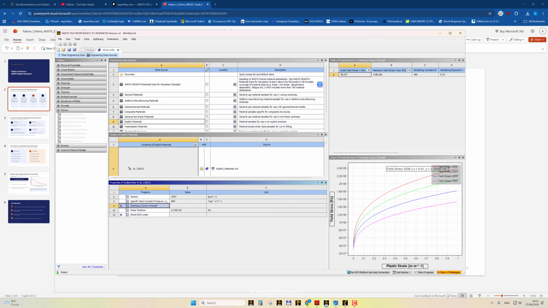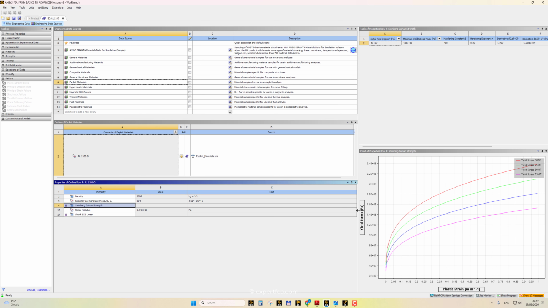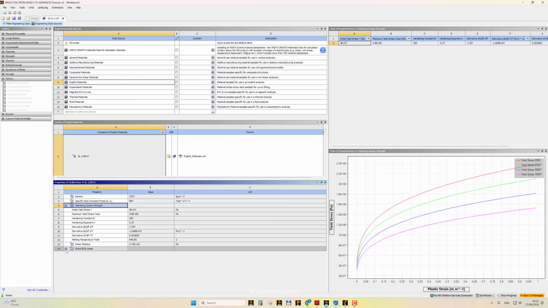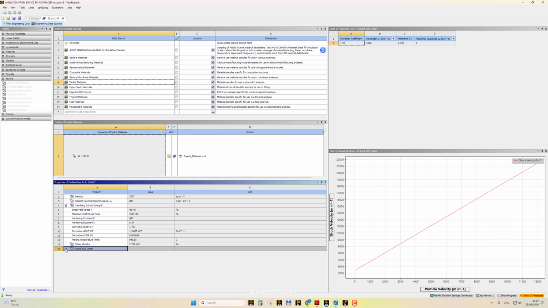And you can see here, for example, some graphs, yield versus plastic strain. And the characteristic related to the hydrostatic pressure, which is the shock equation of state. And here you can see a graph plotting the shock velocity versus particle velocity. This is one example.